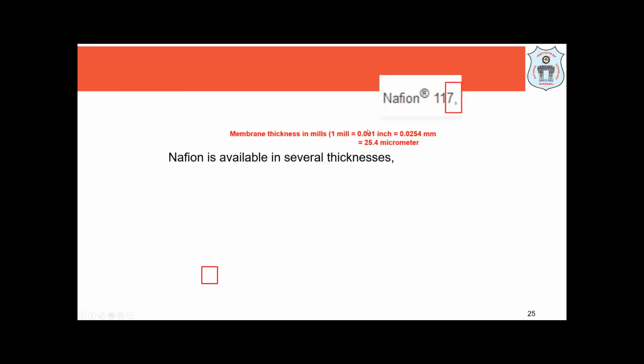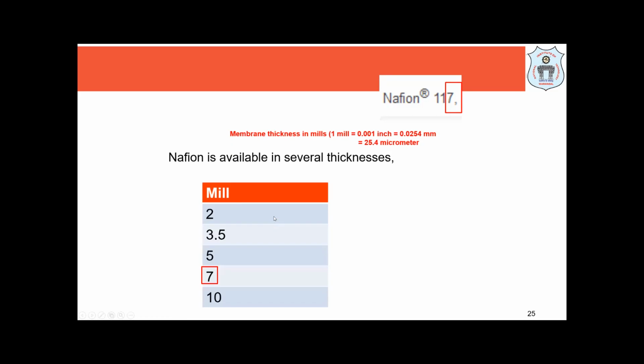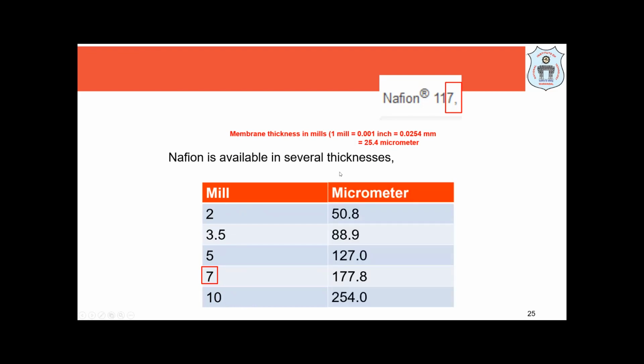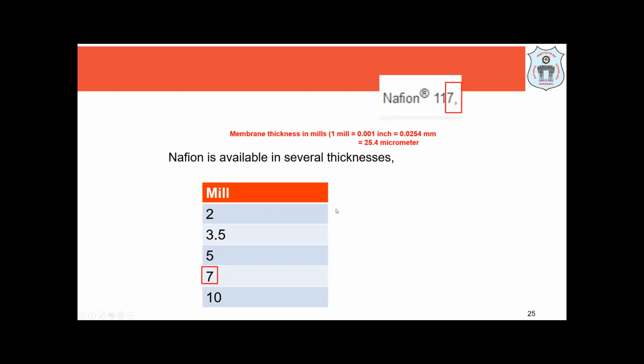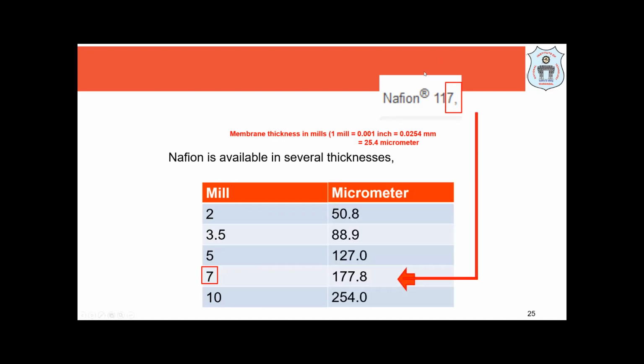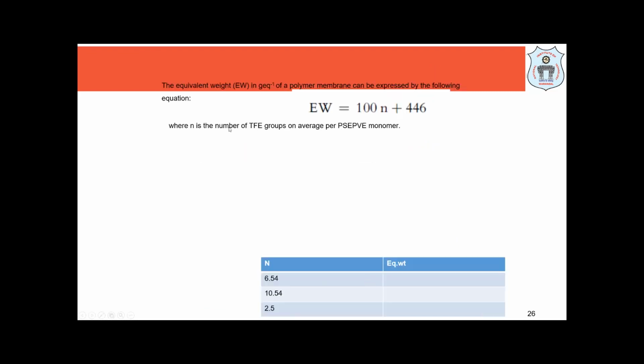So if Nafion is available in several thicknesses, what is the 1 mil conversion? 1 mil is equal to 1 by 1000 inch, that is 0.001 inch, which is 0.0254 mm, which is 25.4 micrometers. Okay, so can you fill this table now? These are the different mils of Nafion membrane available: 2, 3.5, 5, 7, 10. What is the corresponding micrometer? You should be able to calculate and write it. Please write that. So for 7, what is the corresponding micrometer? 177.8.